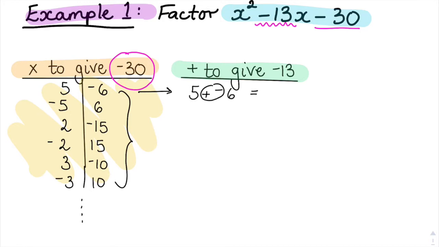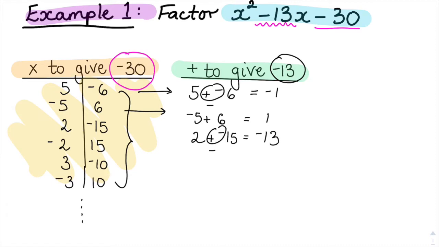Let's start by adding together 5 and negative 6. Well, the positive and the negative give me a negative, and 5 minus 6 is negative 1. Let's try negative 5 and positive 6. They add together to give positive 1, so not quite the negative 13 we're after. How about 2 and the negative 15? Again, the positive and negative give us a negative, and 2 minus 15 is negative 13. And there we go, that's just the answer we wanted. So now we know that 2 and negative 15 are our factors in this problem.